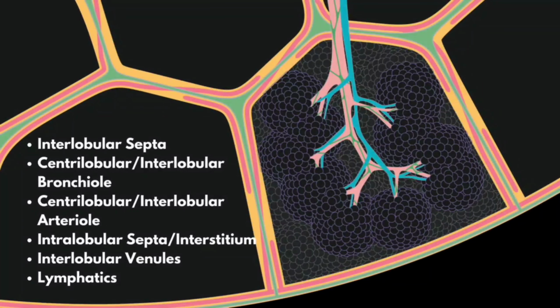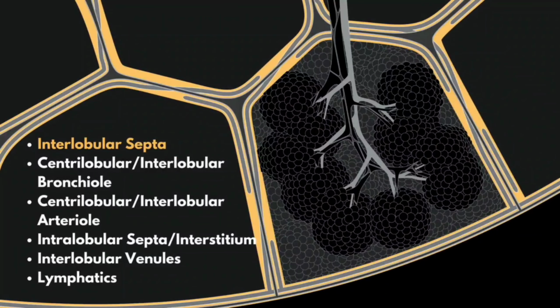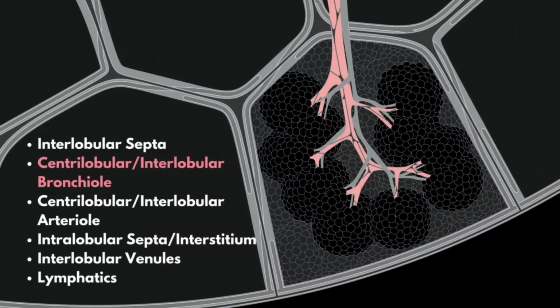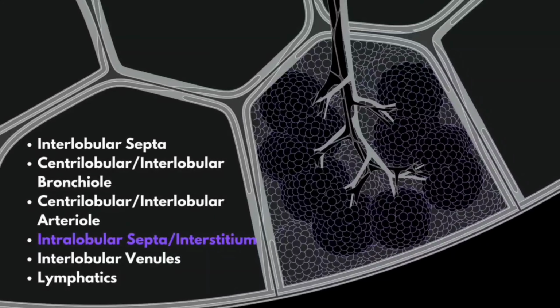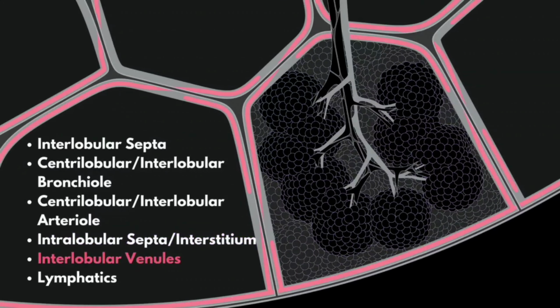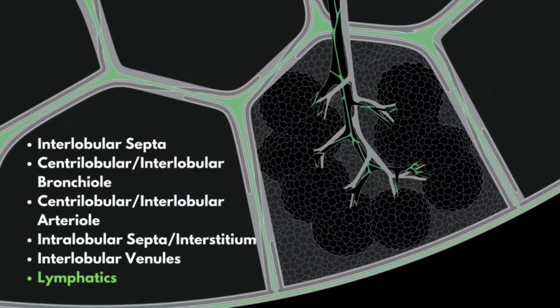Welcome back. Let's go through the answer to our question. Interlobular septa are represented in yellow. The central-lobular bronchiole is represented in pink. This is also called the interlobular bronchiole. The central-lobular arteriole is represented in blue. This is also called the interlobular arteriole. Intralobular septa are represented in purple. Interlobular venules are represented in red, and lymphatics are represented in green.